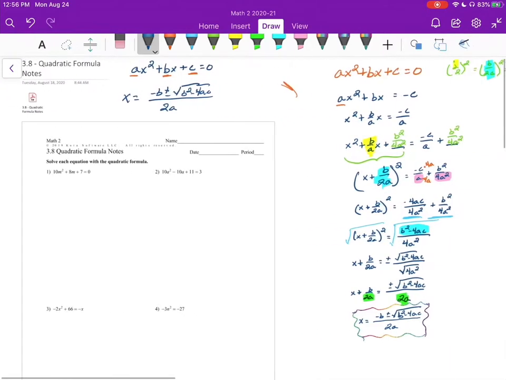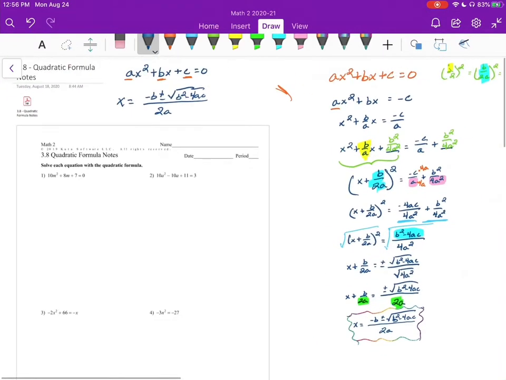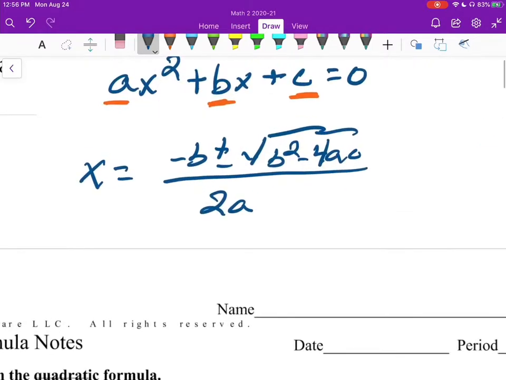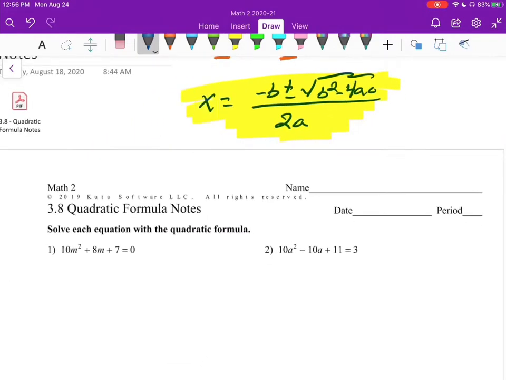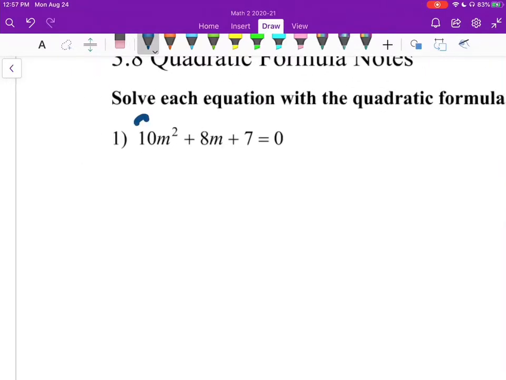So let's use the quadratic formula to solve these problems. So let me scroll in here. You're going to need to memorize this. You're going to need to have it written down. You're going to need to know it. Trust me, it makes it a lot easier if you do memorize it rather than having to go to your notes.